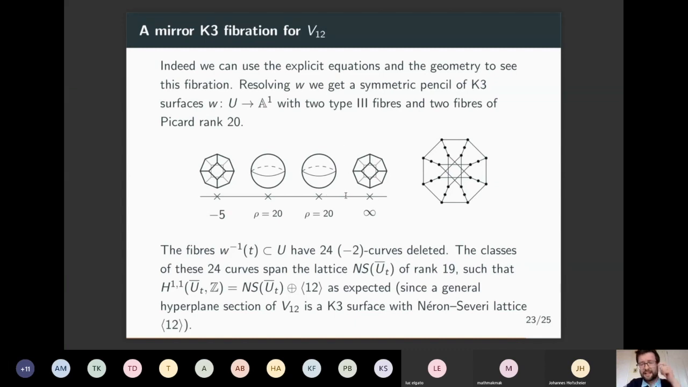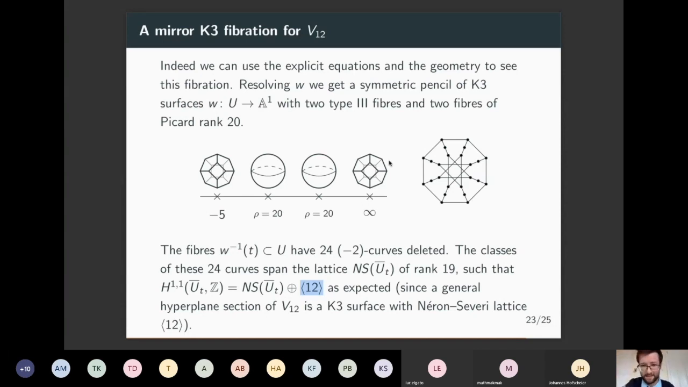So the fiber is a K3 surface of rank 19, and these 24 curves sit inside that K3 surface and generate the Néron-Severi lattice. And as you expect, the orthogonal complement to that thing in H11 is just the lattice generated by an element of square 12, which is exactly the lattice that you expect to find, because by mirror symmetry, it's the Néron-Severi lattice of a smooth K3 surface inside of V12. So it's kind of funny that I found a mirror to V12 inside V12, but as a very singular thing. Sorry, I found a mirror to V12, which sits inside an orthogonal Grassmannian, but just as a very singular thing.